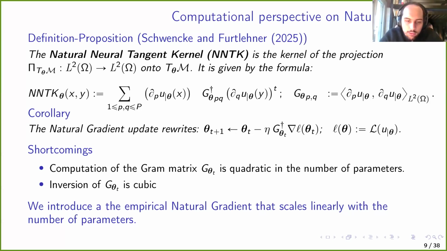Okay, so now the problem is that it is well known that this update is intractable in practice because computing G is at least quadratic in the number of parameters, and inverting it is cubic. So if you have a neural network that has a few hundred parameters, it's still doable. But if you take millions of parameters, there is no chance to compute it.